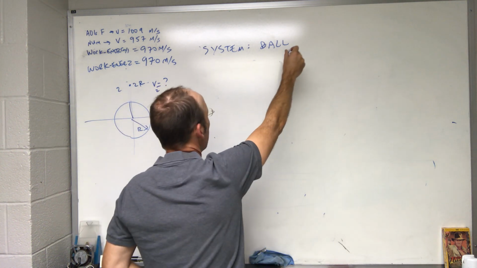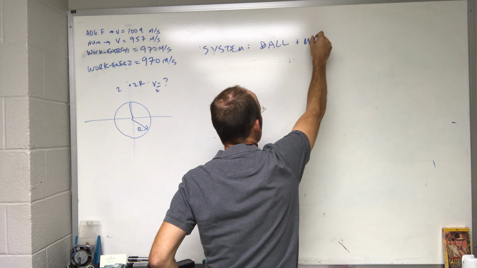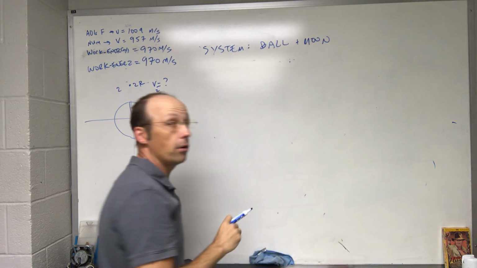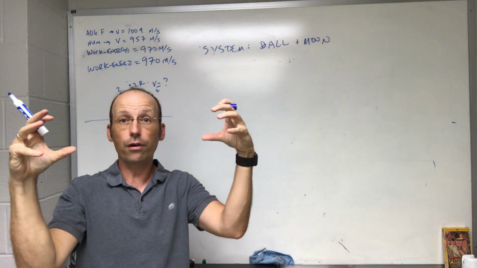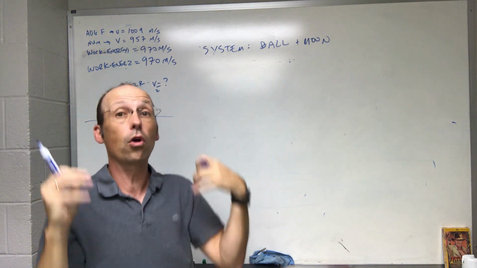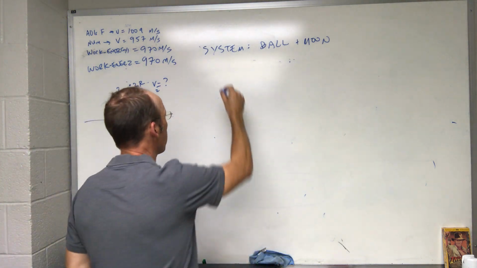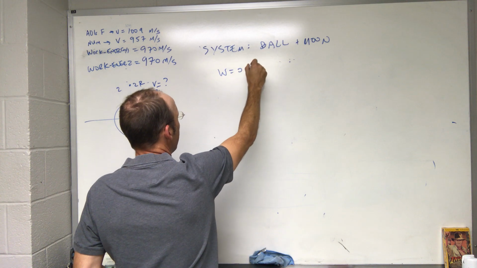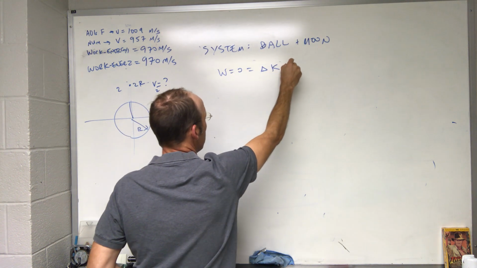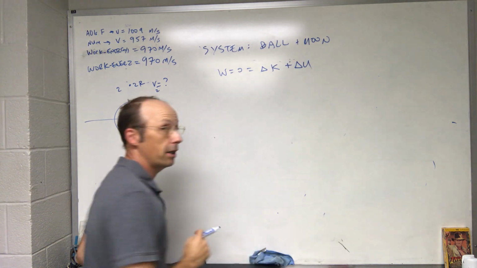So if I declare my system to be the ball plus the moon, I have to include the moon in the system, then that gravitational force is an internal force and it doesn't do any work on the system. So my work is 0. And that's going to be the change in kinetic energy plus the change in gravitational potential energy.